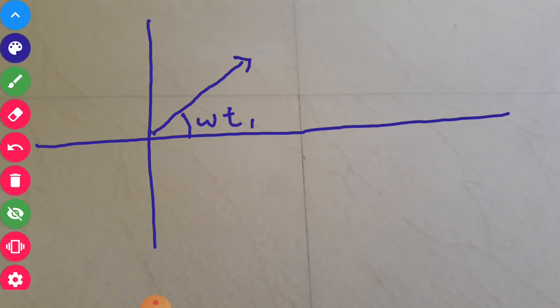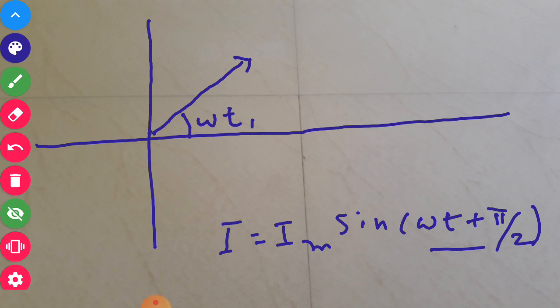Now see, the current is leading here. Try to understand. The equation of current is I equal to Im sin(omega t plus pi by 2). So the angle is omega t plus pi by 2, which means the angle has to be more by 90 degrees. So this will be the phasor of electric current, and we can say there is an angle of pi by 2 between voltage and electric current.